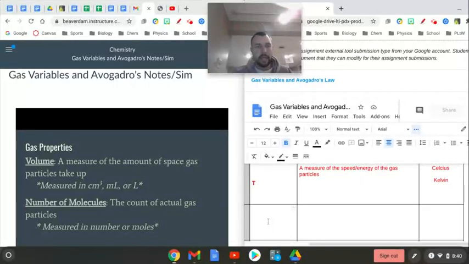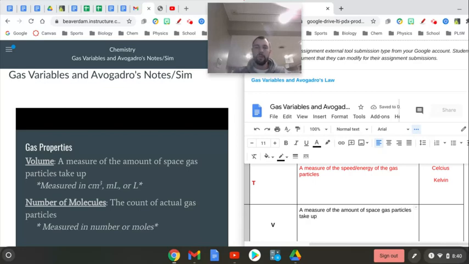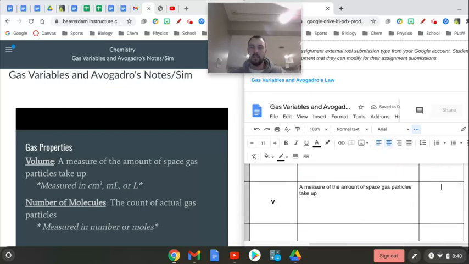All right, next, volume is going to be a V. And that is a measure of the amount of space gas particles take up. Now, remember we talked about this. Gas has a changing, or indefinite, volume, meaning that its volume can change. We can stretch the gas out, or we can crunch it down, depending on the container and the situation that we're in.